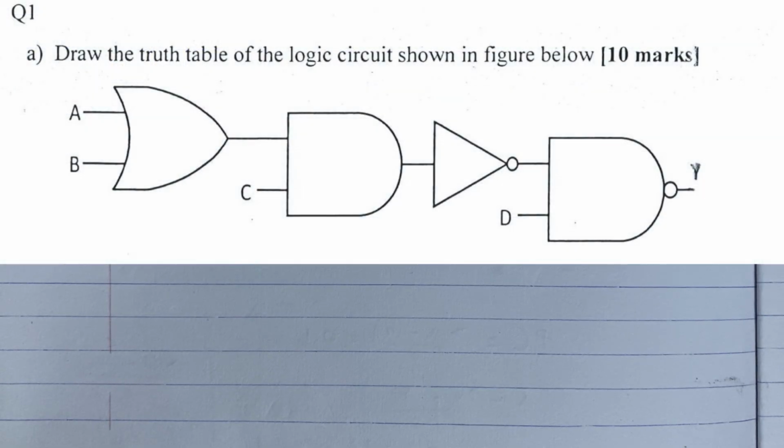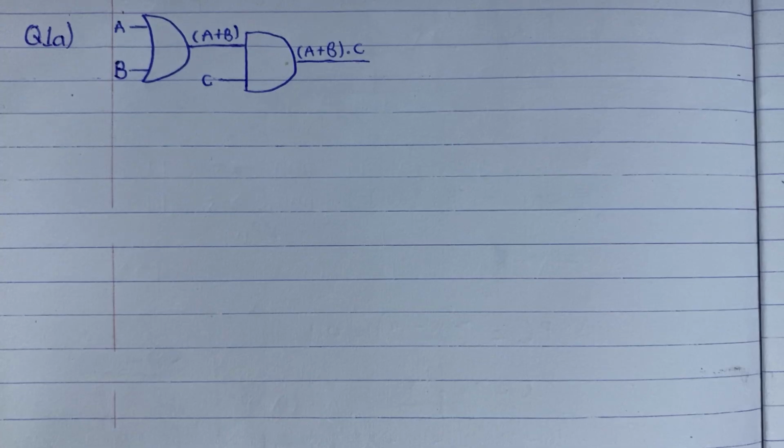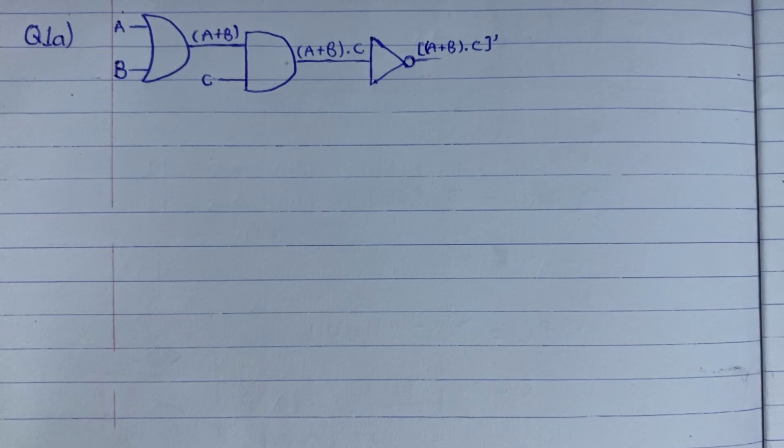A or B will be taken as an input for our AND gate. So we can see A or B and C as the inputs for our AND gate. So the output will be A or B and C. This will be our input for our NOT gate. The NOT gate is a unary operator, so it takes only one input. Our output will be the complement of A or B and C.